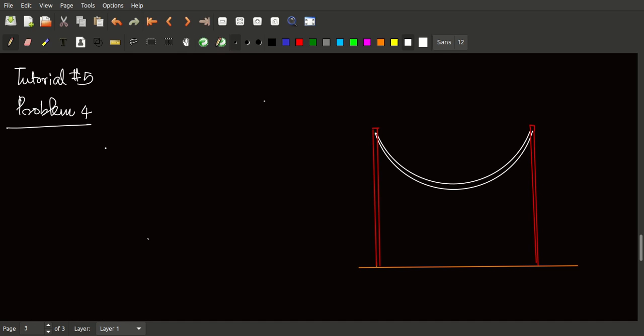Let's discuss problem 4 of tutorial number 5. In this problem we have considered a rope of length L. So this rope is of length L and mass density lambda, which is equal to capital M by L. I am calling this capital M the mass of this entire rope. Now suppose we fix the ends at points x0, y0 and x1, y1.